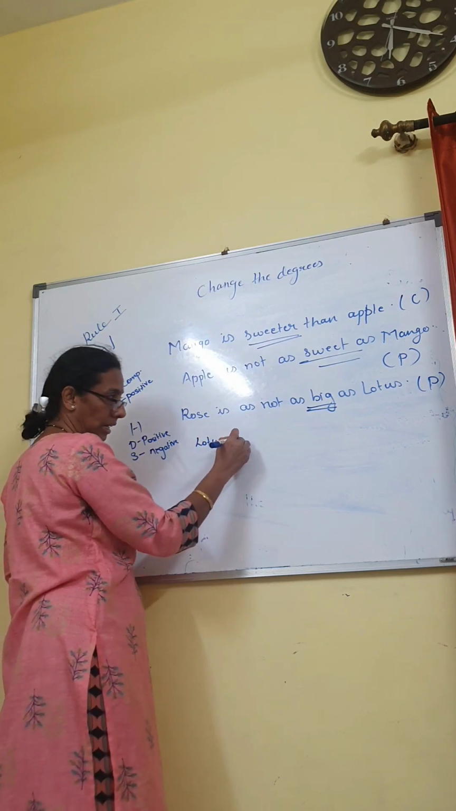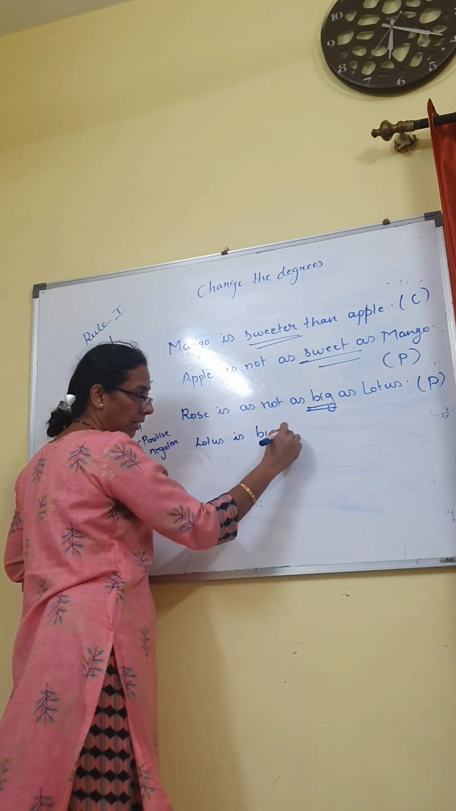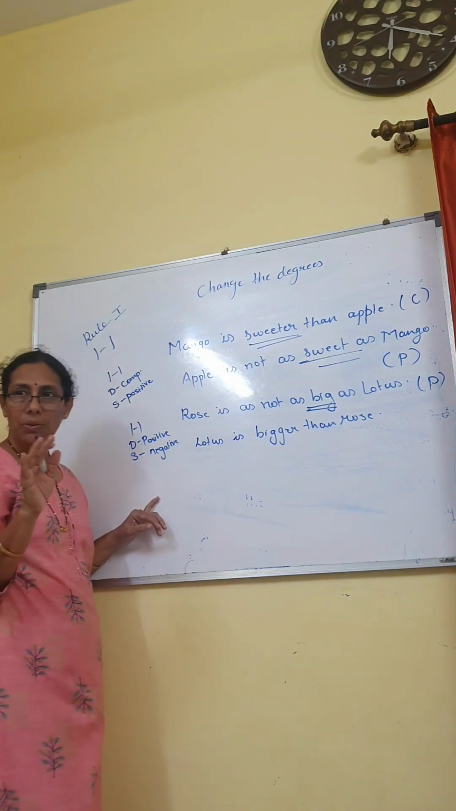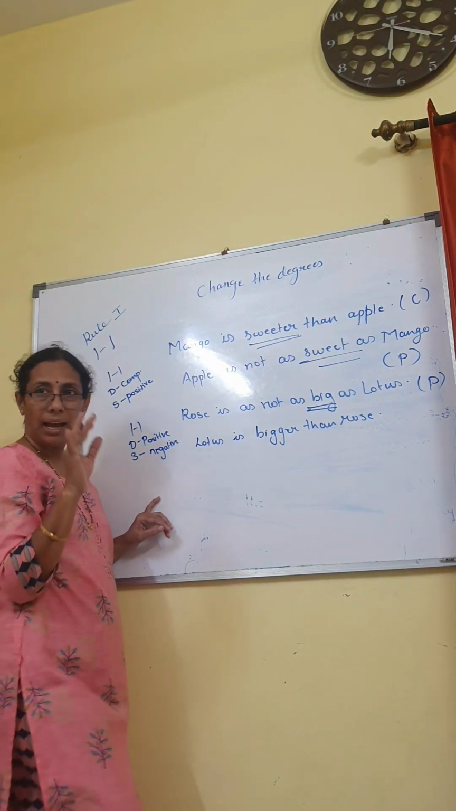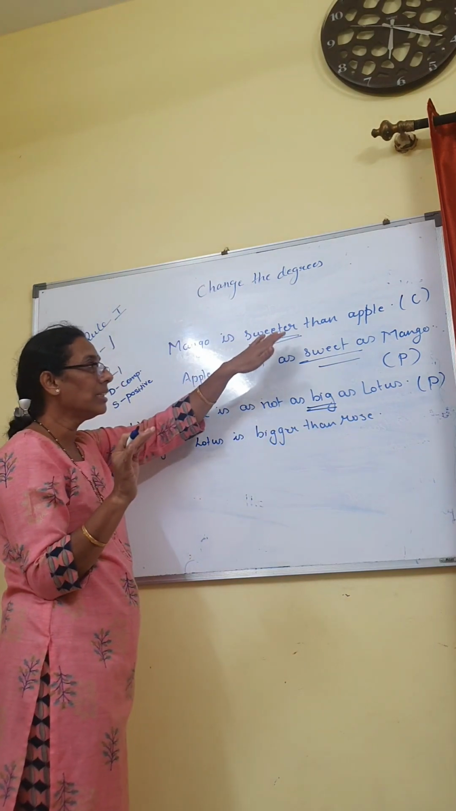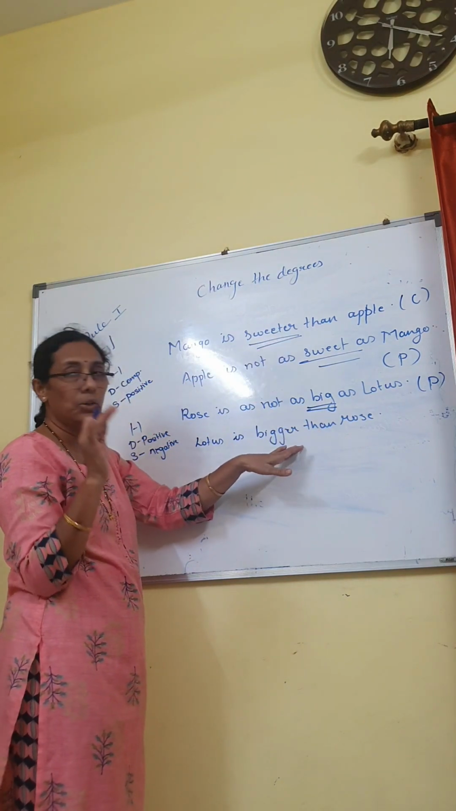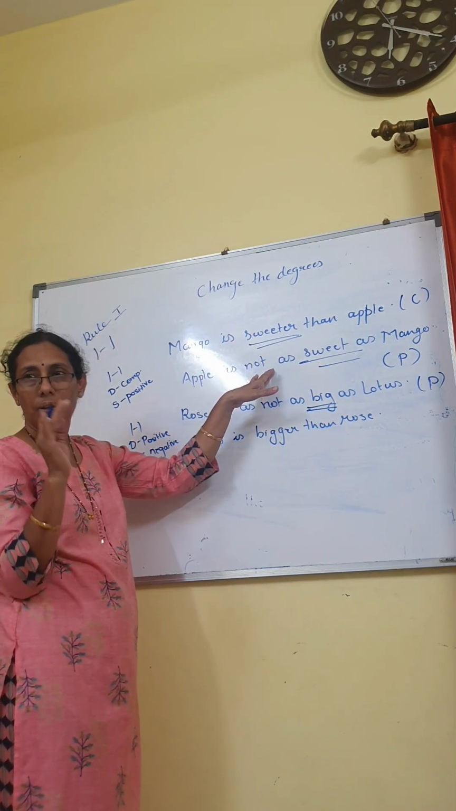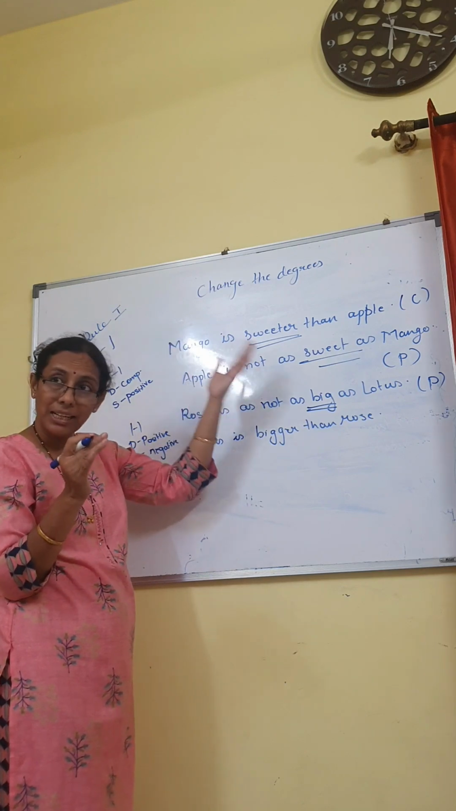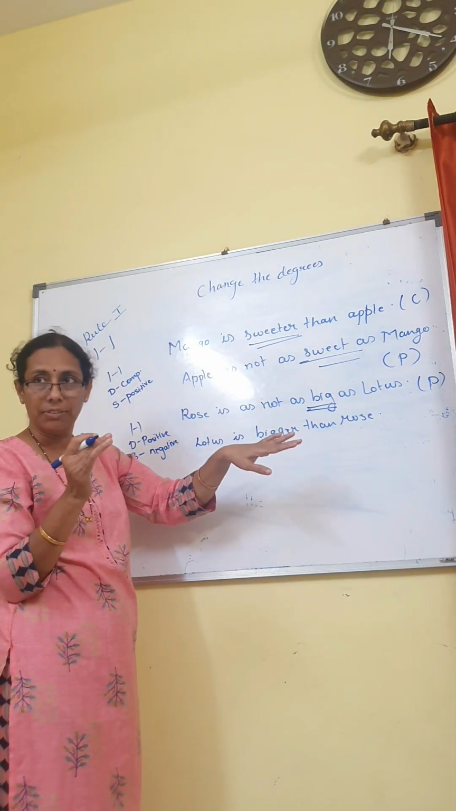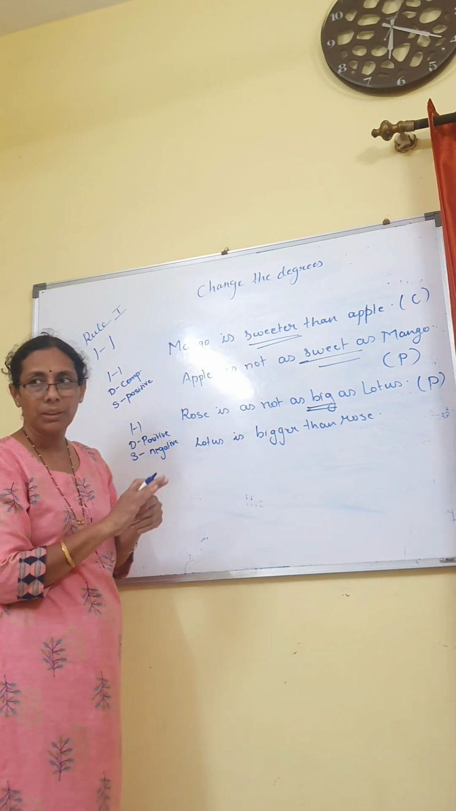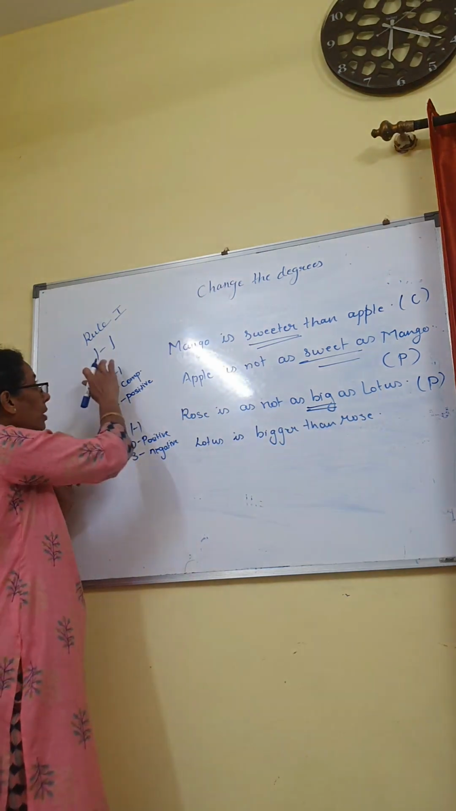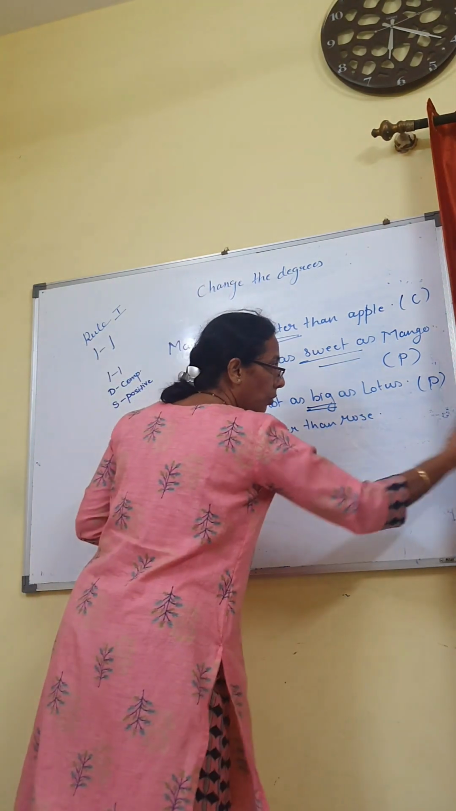So how will it go? Lotus is bigger than rose. Is that clear to all of you? Yes. Okay? Have you understood? Yes. When the sentence is in positive degree, you have to change it into comparative. If it is in comparative, you have to change it into positive. If the sentence is positive, it will become negative, and if the sentence is negative, it will become positive. This applies to rule number 1. And what did we say rule number 1 is? 1:1. Comparison between two things only.